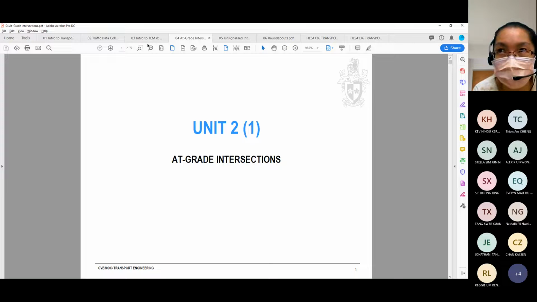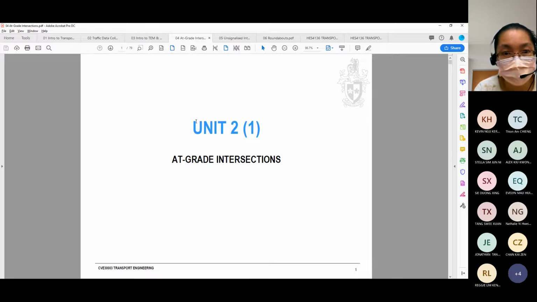So from week 4 onwards, weeks 4, 5, 6, 7, we look at intersection. Now we are zooming into traffic engineering, which is on the intersection: how we analyze the intersection, how we look at the intersection, how we treat the intersection, and how we design the intersection.